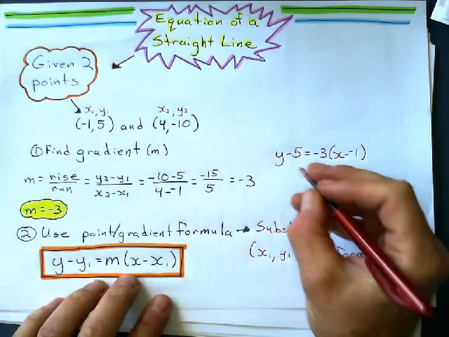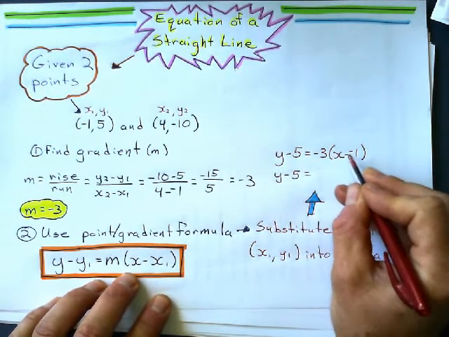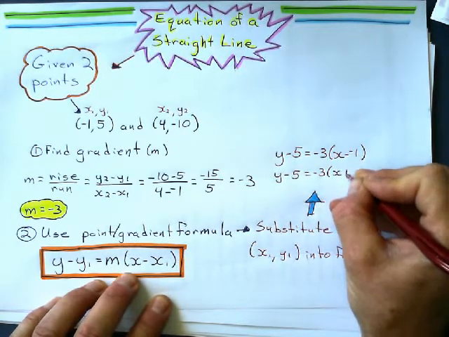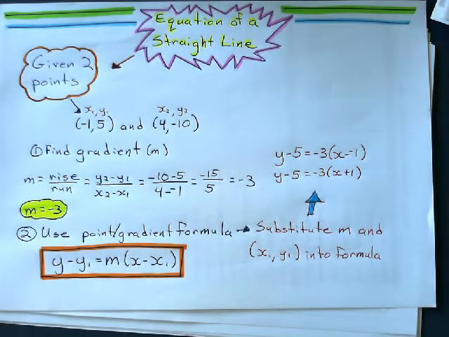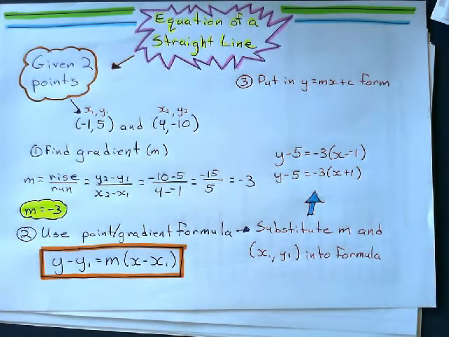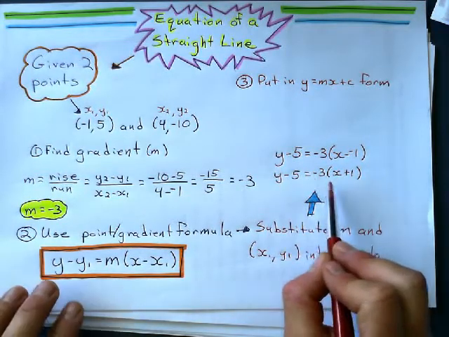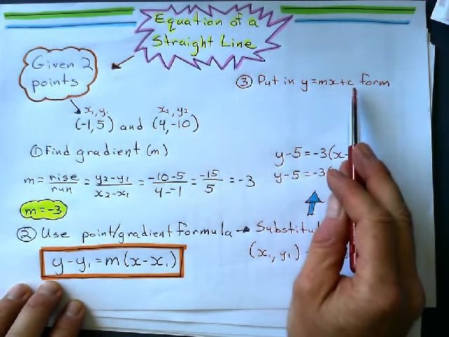And I'm going to clean that up a bit, because minus -1 is just +1. Okay, that looks a little bit better. So this is fine. You've written the equation, but we're not used to writing it like this, and we're used to writing it in gradient intercept form.